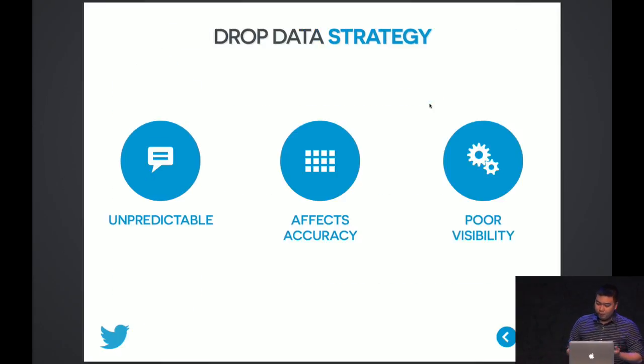We tried the drop data strategies, and they have some drawbacks. First, it is pretty unpredictable. You don't know when the data drops, how much the data drops. Also, it affects the accuracy. Also, it has very poor visibility because of the unpredictability.